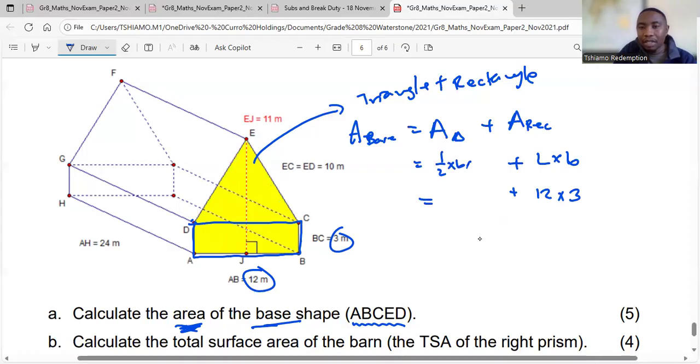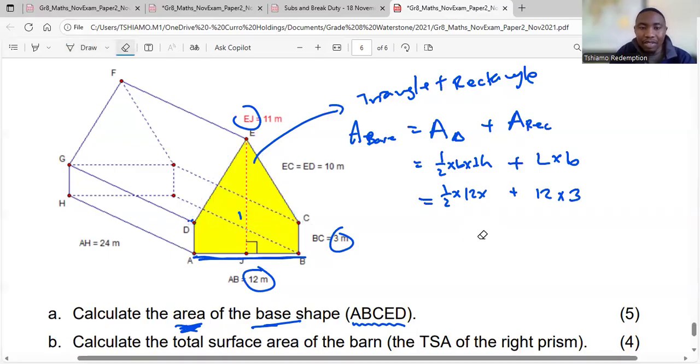Half the base times the perpendicular height. So 1 over 2 multiplied by, what is the base? The base will still be this, will be the same. This is where the triangle starts. So this is also 12. So the base will be 12. Now, what will be the height? The height of EJ is given as what? EJ. EJ is from here.